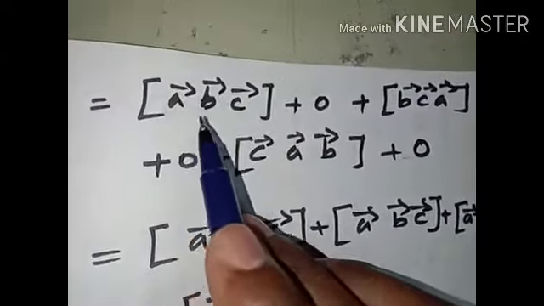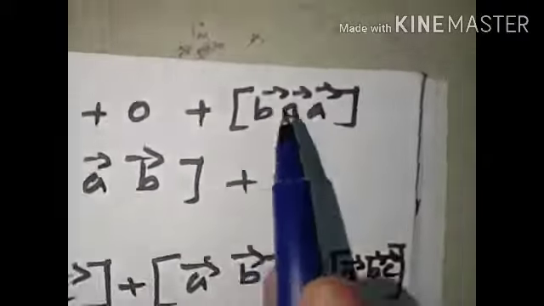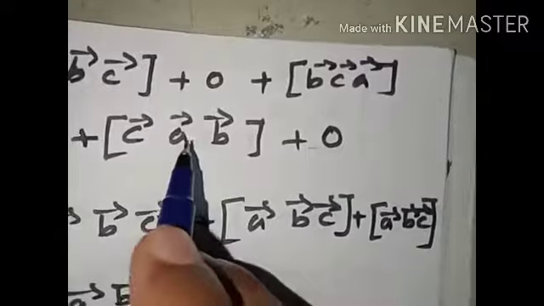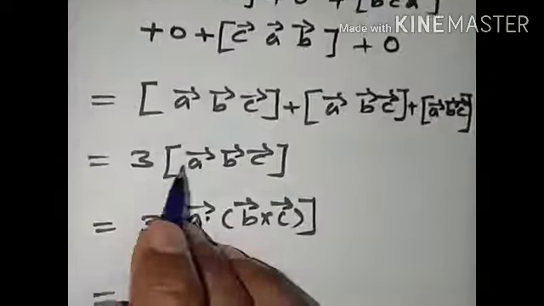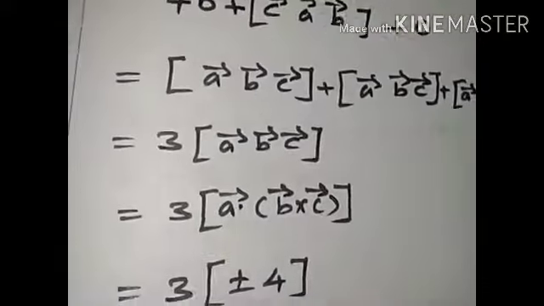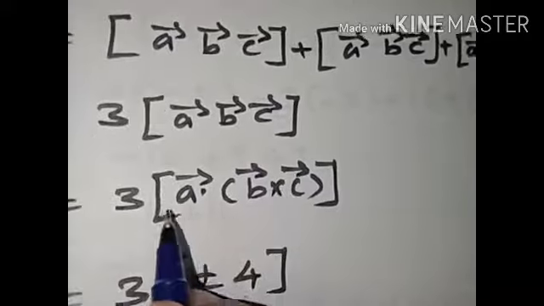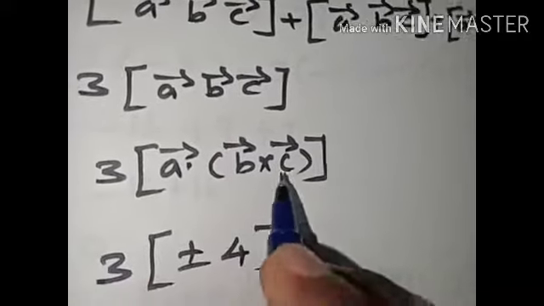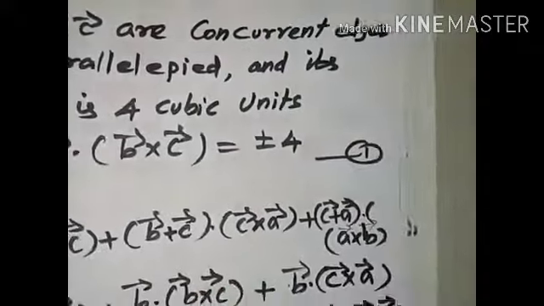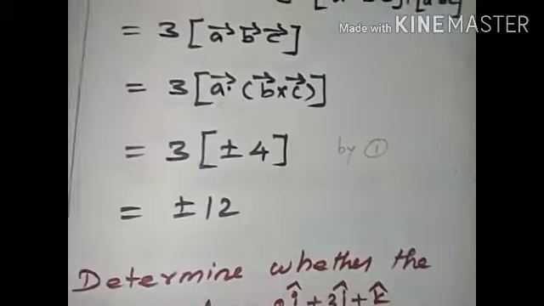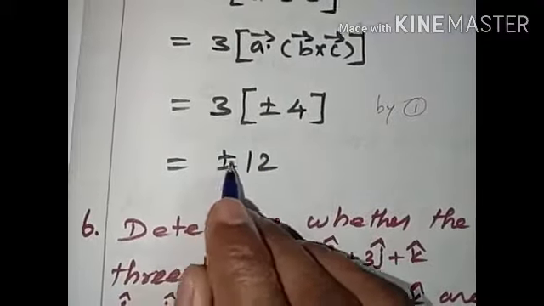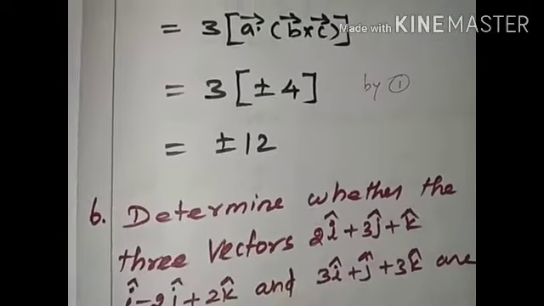The remaining values are [a b c] plus [b c a] plus [c a b], which are interchanges of the value [a b c]. So it is 3[a b c]. The box product of a, b, c means a dot b cross c, which from the first equation equals plus or minus 4. Substituting plus or minus 4, 3 fours are 12, so the answer is plus or minus 12. Okay, that's all. We will meet in the next class.